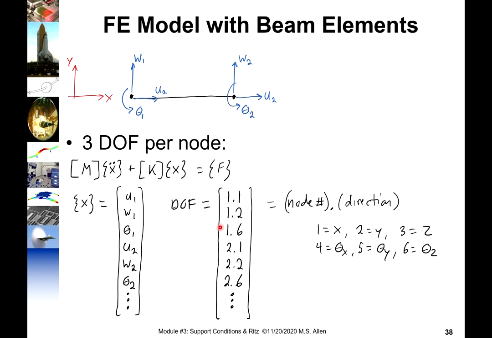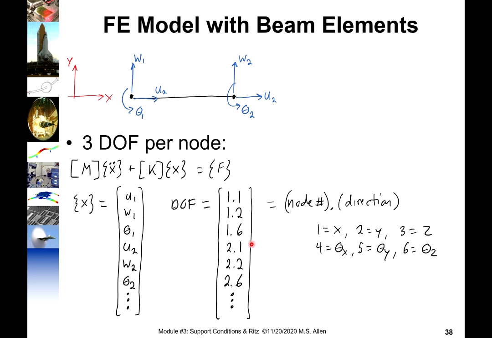This is nice because it gives a 1 by n vector. But in any event, here we'd have node 1, the 1, 2, and 6 directions. So if we have a coordinate system x, y, z coming out, u is the x displacement, w is the y displacement, and theta would be the rotation about z.